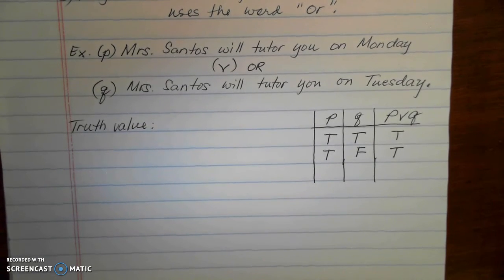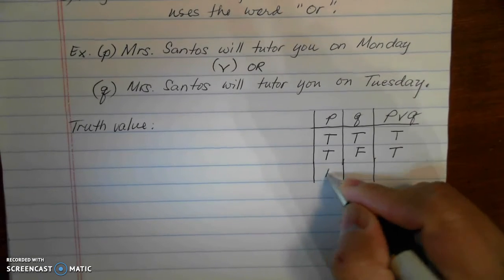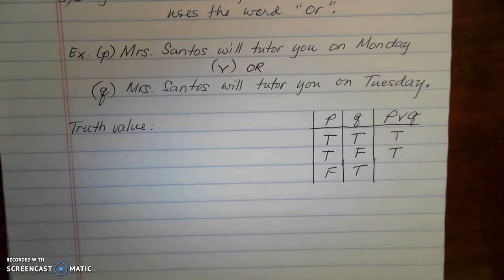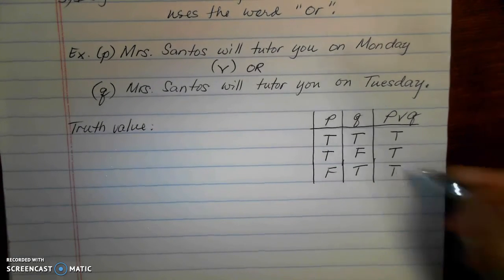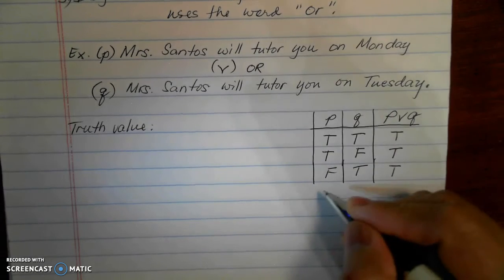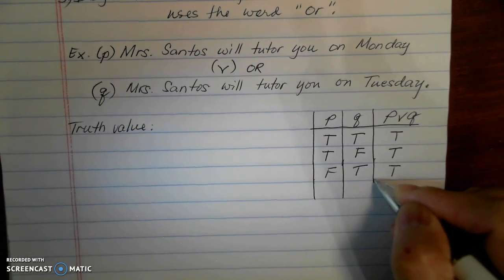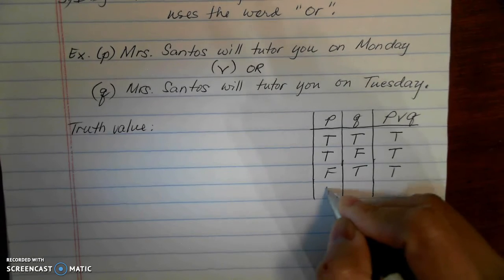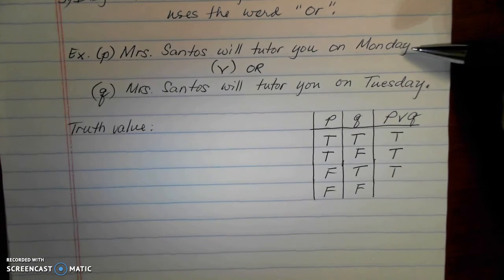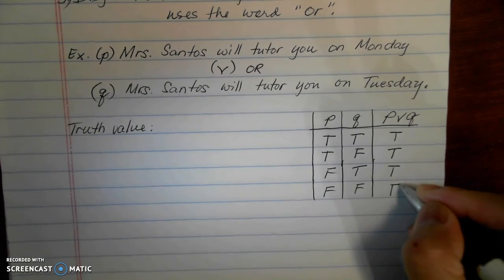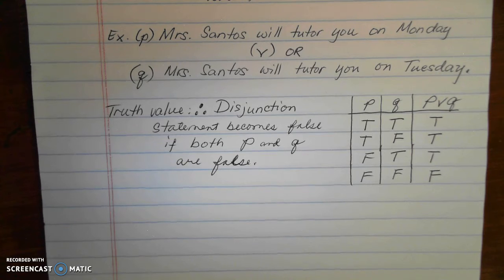For example, Mrs. Santos did not tutor on Monday but tutored you on Tuesday. Again, because of the word or, the whole statement still becomes true. So, the statement will only become false if both P and Q are false. So for our conclusion, the truth value of the disjunction statement becomes false only if both P and Q are false.